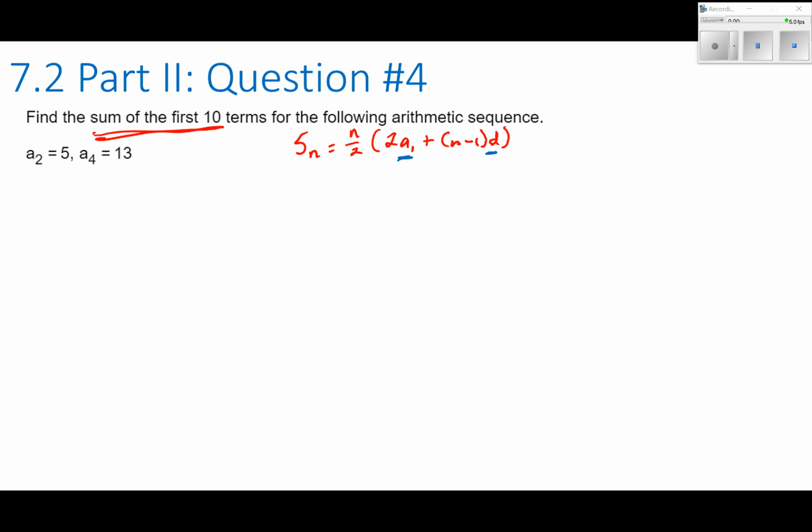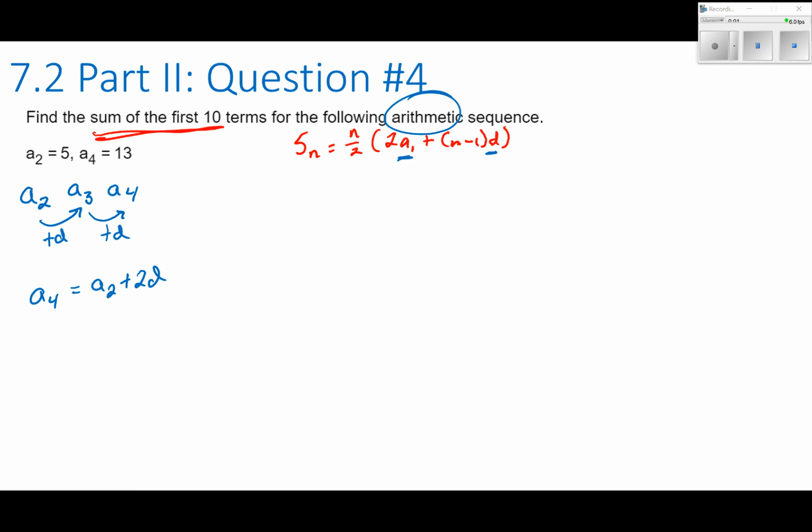So if we look, a sub 2 is 5 and a sub 4 is 13. I know if my sequence went a sub 2, a sub 3, a sub 4, and they're telling me it's an arithmetic sequence, then to get to each term I would have to add d. So if I start with my second term and add 2d, that will get me to my fourth term.